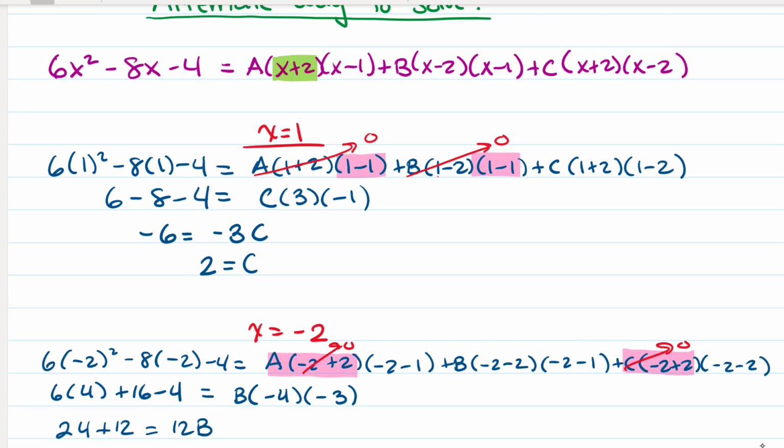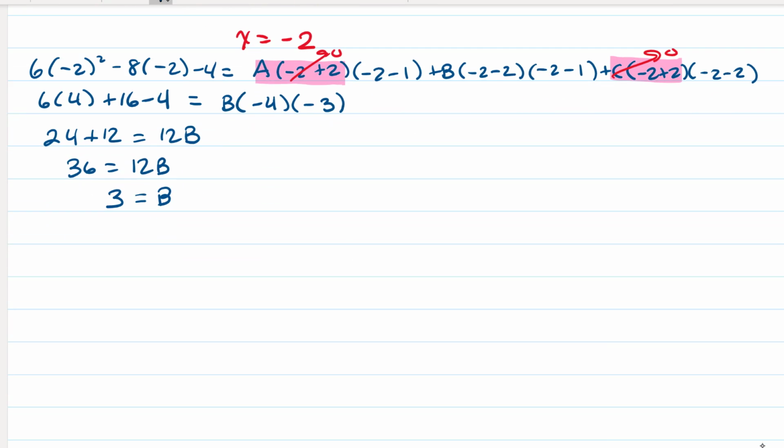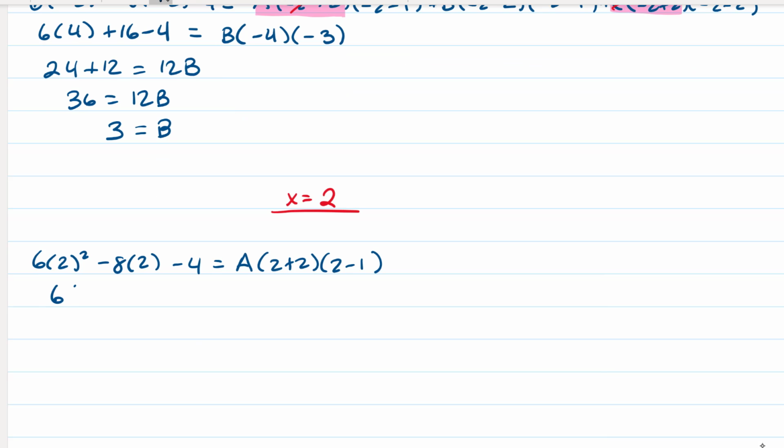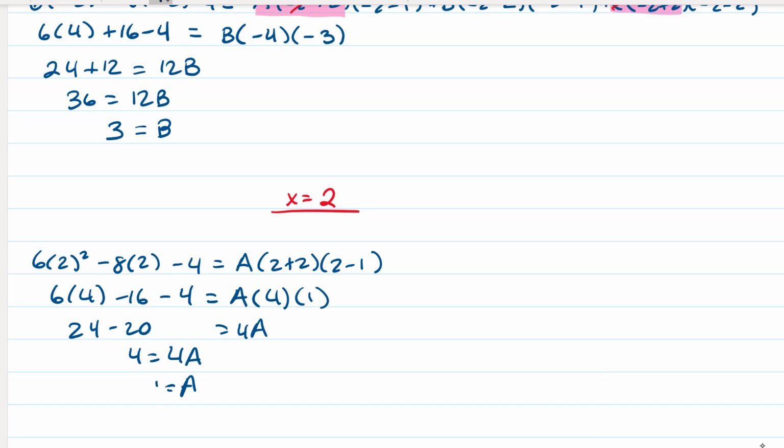And this time I need to get the last one, so I've tried 1, I've tried negative 2, so now I'm going to try 2. And I'm not going to bother writing the rest of them because I know they're going to zero out because the 2 minus 2 is going to make 0. So here I get 6 times 4 minus 16 minus 4 equals 8 times 4 times 1. So 4a is equal to 24 minus 20. So 4 is equal to 4a. So a is equal to 1. And then that's another way you can get your a, b, and c. And this will work instead of using the linear systems. So it's up to you which way you want to do it.